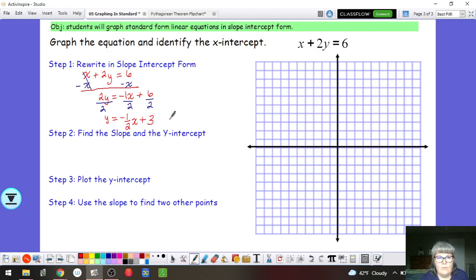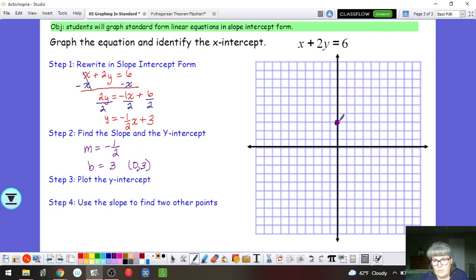So now we have our equation in slope-intercept form. I'm now going to find the slope and my y-intercept so that I can graph it. So my slope, that's the value in front of x. We do not include x when we identify slope. My y-intercept is 3, which is at the point 0, 3. I plot my y-intercept. So at 0, 3 is my y-intercept.